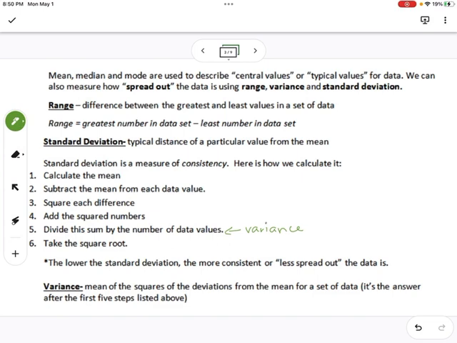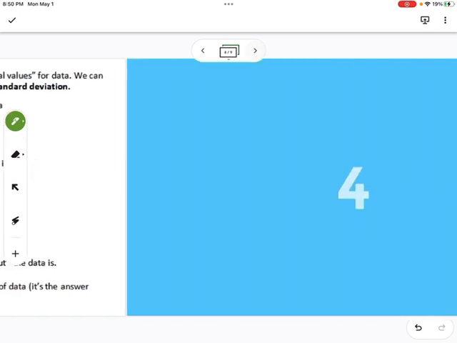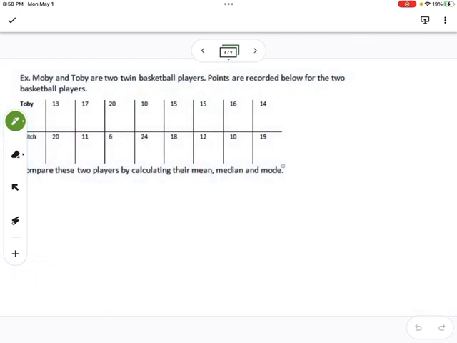Okay, so we technically calculate variance before we can calculate standard deviation, because we need to take the square root of the variance. Okay, so we're going to be looking at all these different values based on this question here. Moby and Toby are 2 twin basketball players. Points are recorded below for the 2 basketball players. Compare these 2 players by calculating their mean, median, and mode.